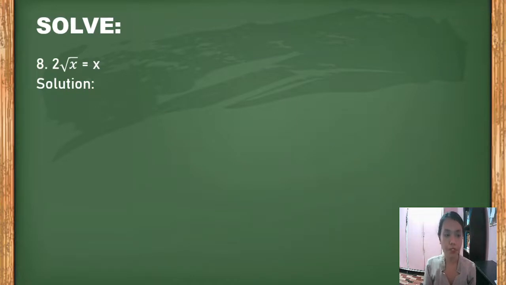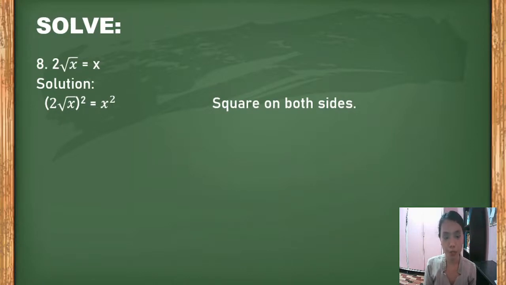Number 8. 2 square root of x equals x. Square natin on both sides because our index is 2. So, remove na si radical symbol. Ang ating coefficient na 2 is square natin. So, we have 4x equals x squared.